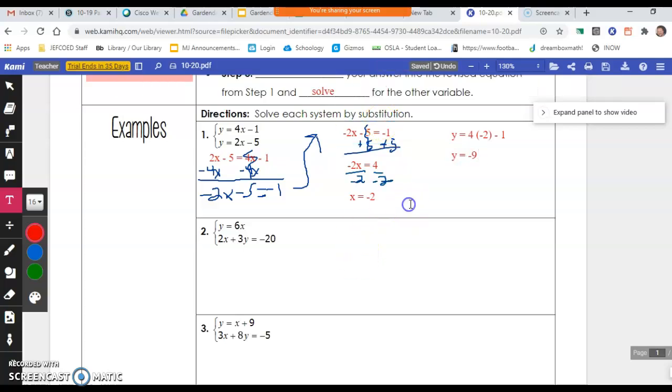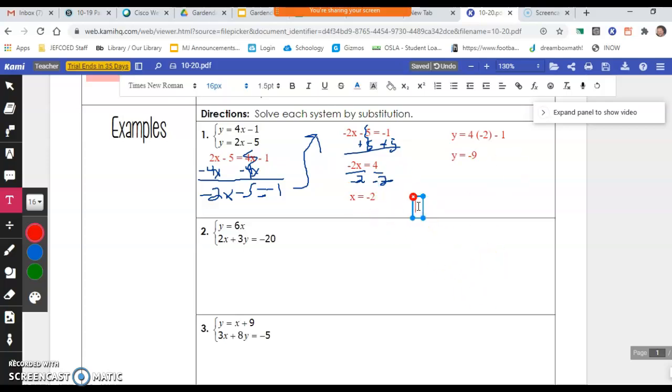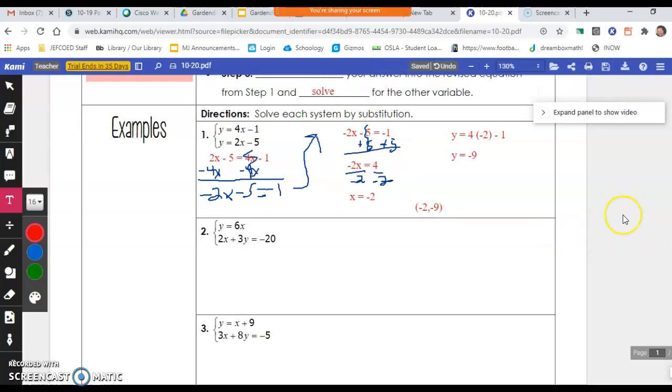All right, we have an x value and a y value. When you have an x and a y together and you're talking about equations, linear equations, and graphing them, you would call that an ordered pair. So we have negative 2, comma, negative 9. Now, how many answers did we get for x and y? How many answers did we get for x? How many answers did we get for y?